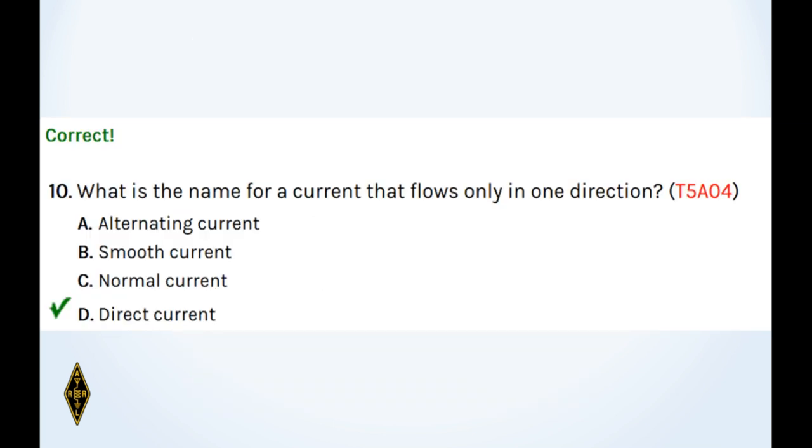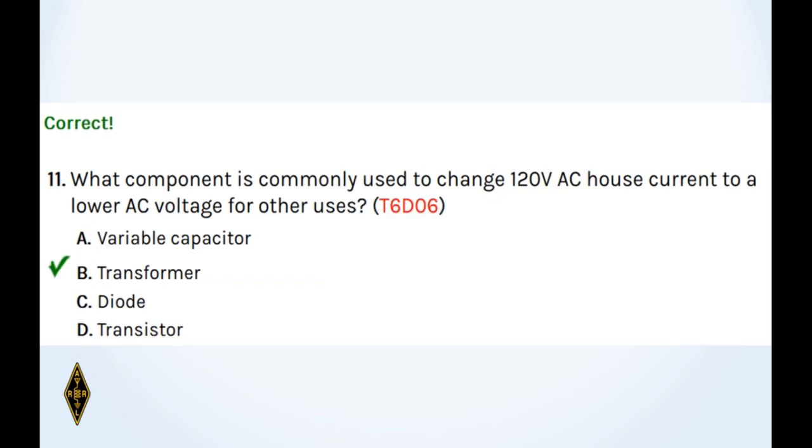And 10, what is the name for a current that flows in only one direction? That's direct current. And 11, what component is commonly used to change 120 volts AC house current to a lower AC voltage for other uses? That's a transformer, an AC transformer.